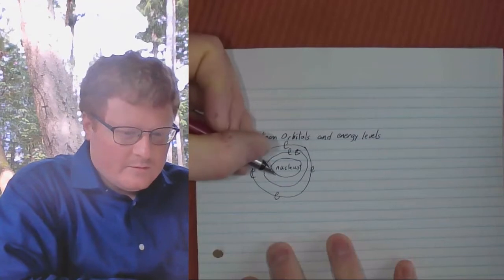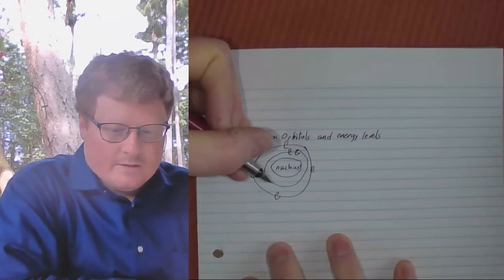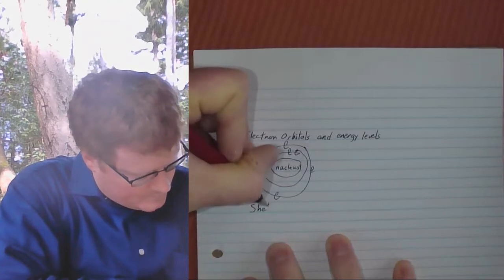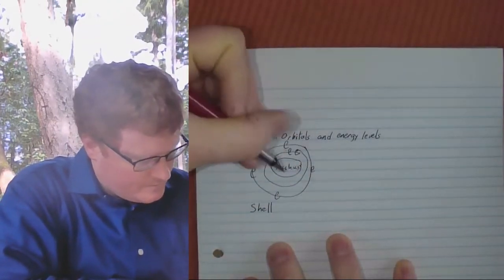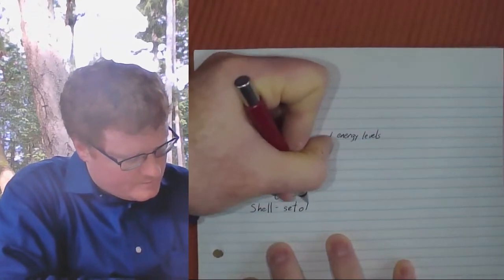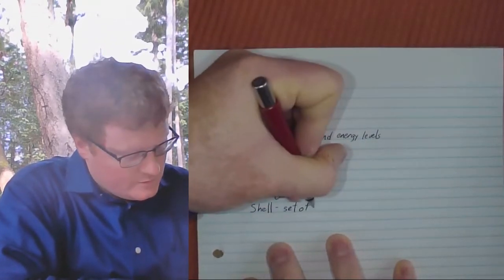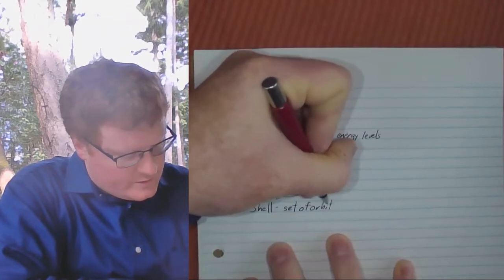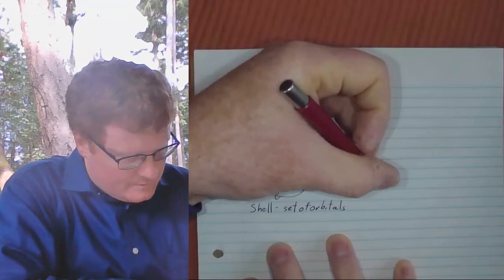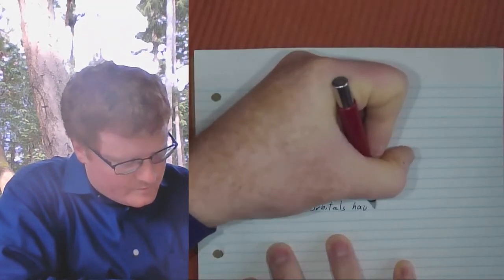First of all, we have the energy level, the energy shell. The shell is a set of orbitals having the same n value.